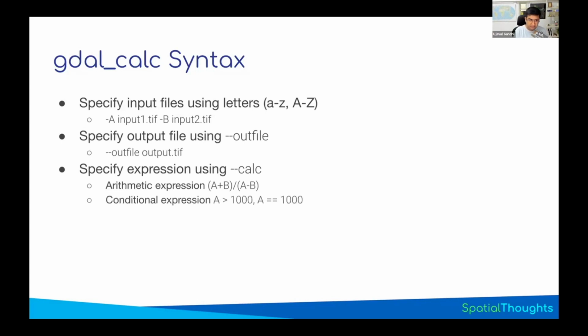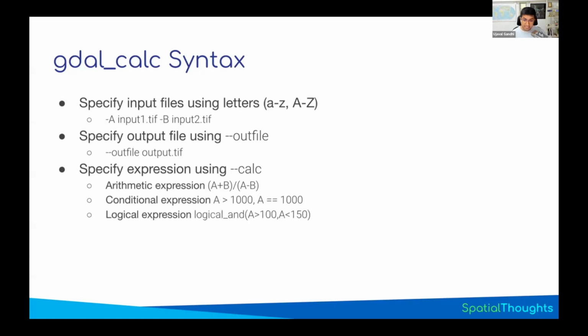You can also do conditional operations. So you can have your expression like this, A greater than 1000. That means it's going to check this condition against every pixel. And if the condition is met, it's going to say 1. If the condition is not met, it'll be 0. So you can create a binary raster using this.